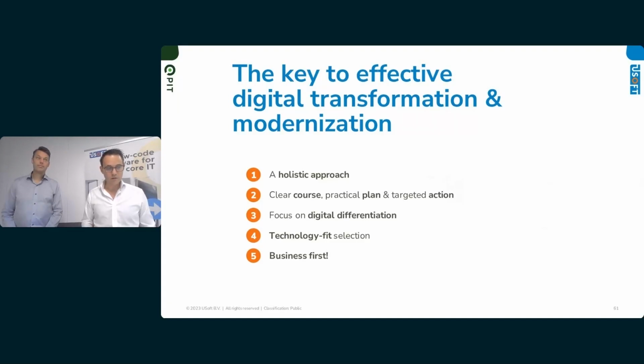And remember, throughout the entire process within your organization, it should always be business first, because that is the part of your organization that needs to work with it and helps you as an organization to grow and become more successful. And Ruurd, is there anything that you would like to add?